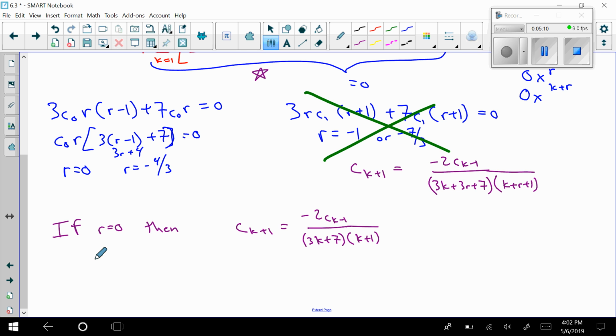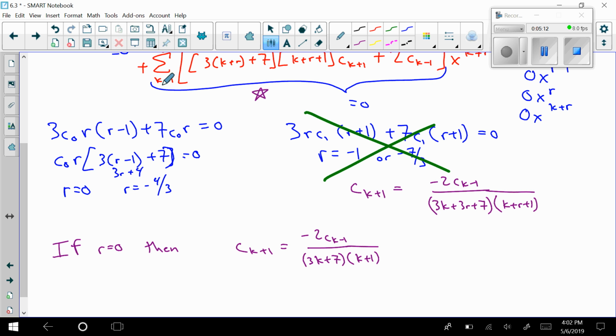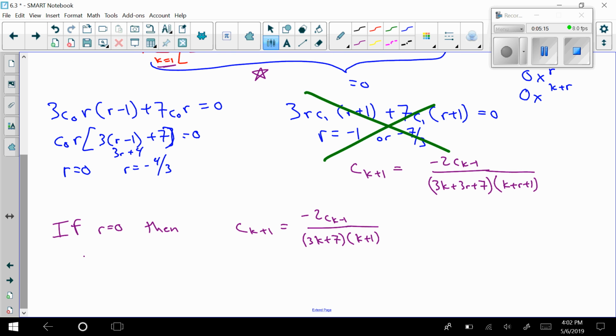And now I just have to think about where k starts. K starts up here at this 1. So then I have k equals 1. Then, and we've done a bunch of these now, this is c sub 2 equals a negative 2 c sub, okay, so this is 1 minus 1, that's 0, all over, well, this is a 1, so that's 3, that's a 10, this would be a 4 or a 2.